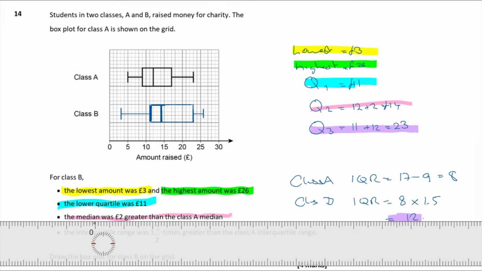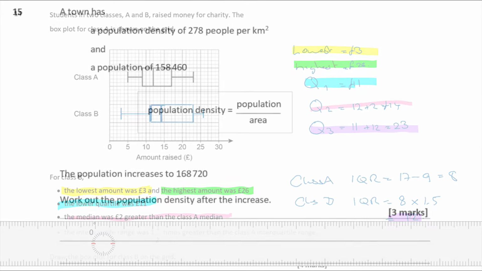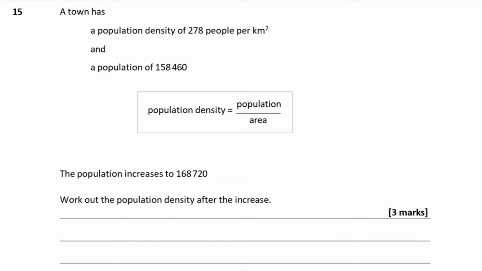Okay, and that's my completed box and whisker diagram. Question 15. A town has a population density of 278 people per square kilometre and a population of 158,460. Now we're given the formula for population density. It's population divided by area, and we're told that the population increases to 168,720. Work out the population density after the increase.